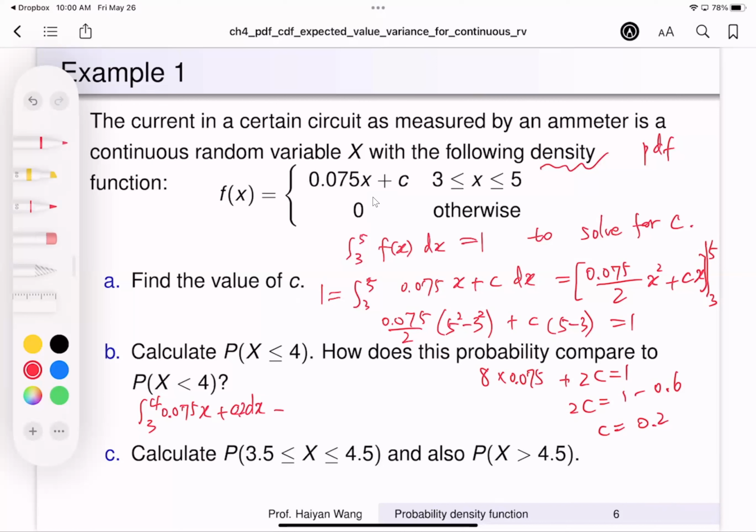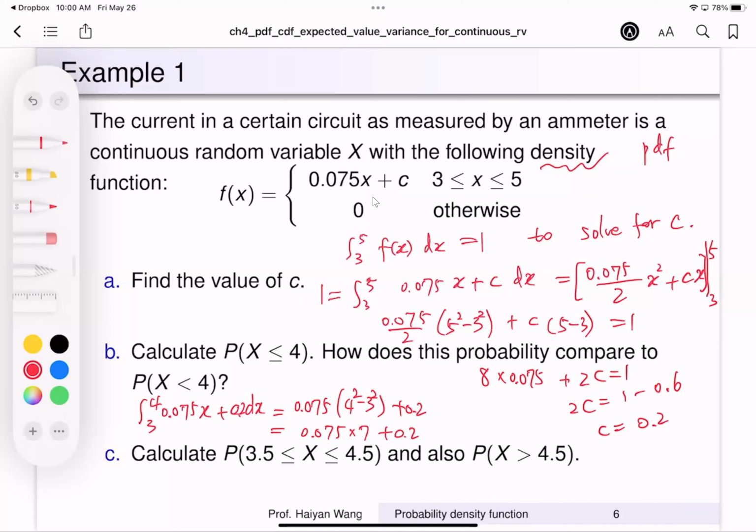When we do the computation, we will get 0.075 times the 4 squared minus the 3 squared, and then plus 0.2 times 1. So 0.075 times 7, and then plus the 0.2. So that will be the answer.